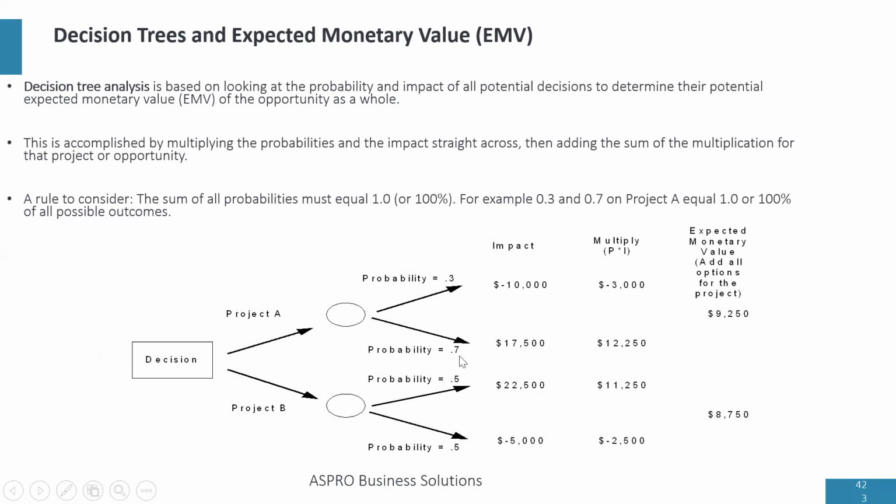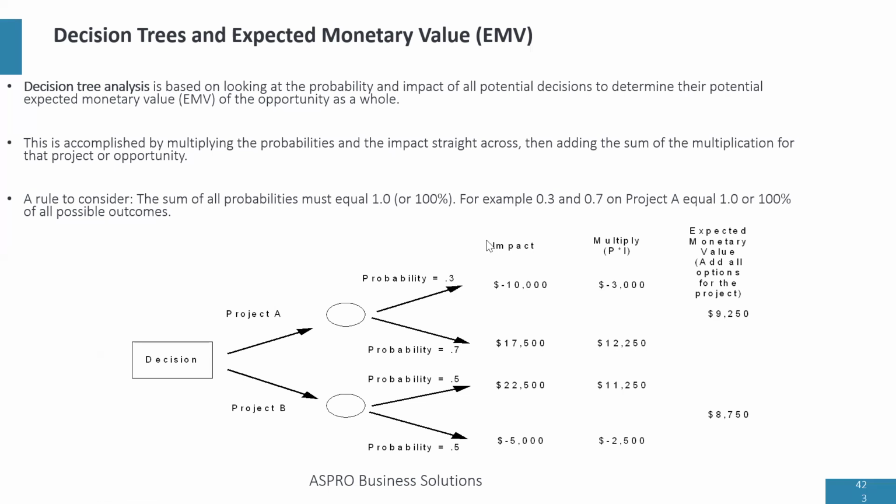And the reason why it should equal 1 is that it means you've captured every single thing that can happen in your project. If it's not equal to 1, it means there's a risk that has the potential to happen in your project, but you've not captured it, and you haven't captured its impact.